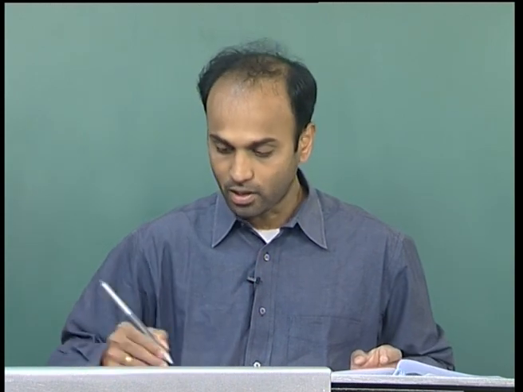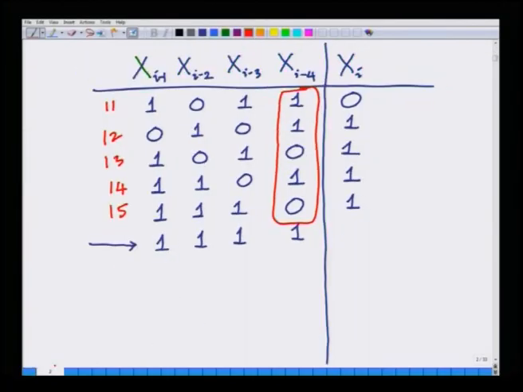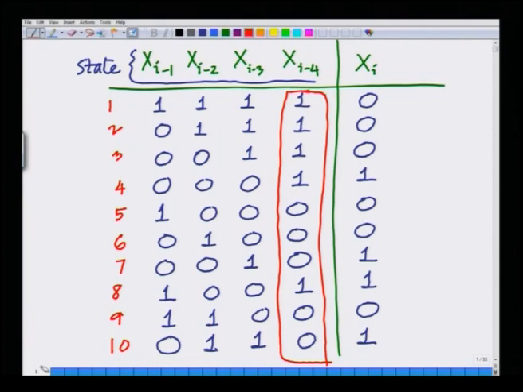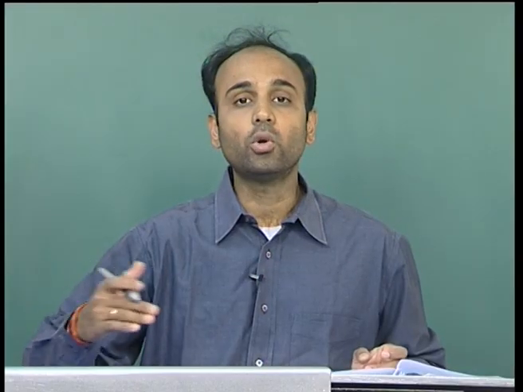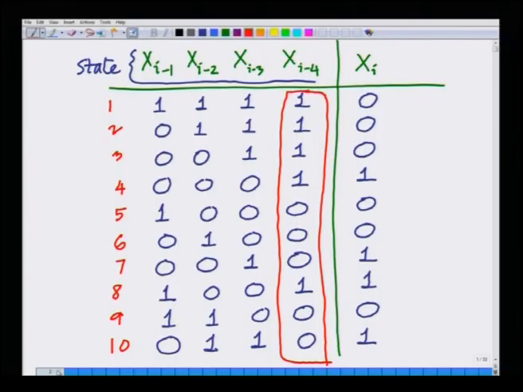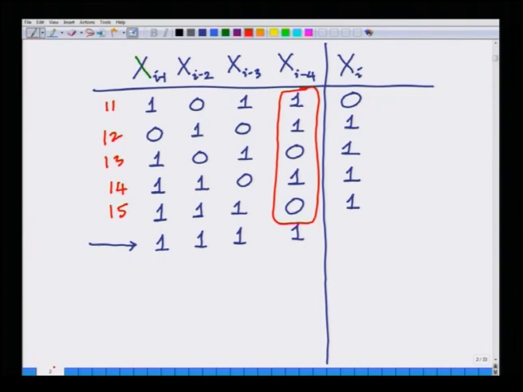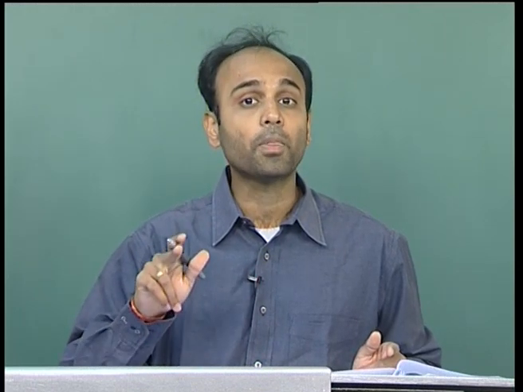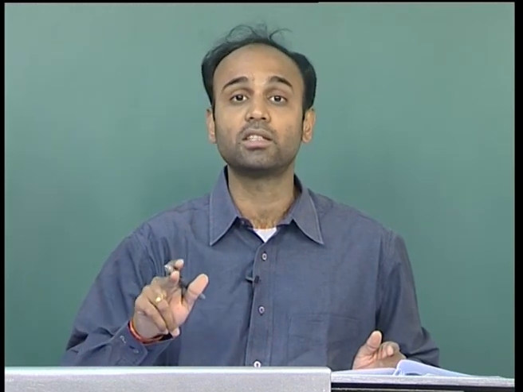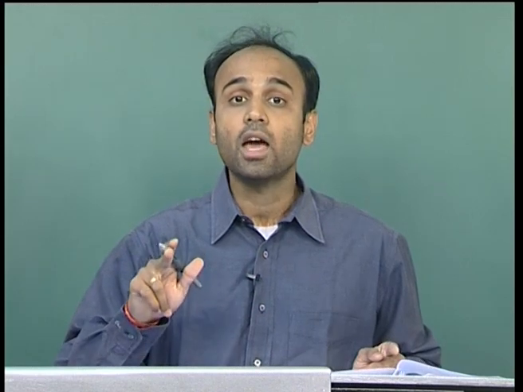Again, look at this, we started with the all one state, and after 15 states we again end up with the all one state. Now remember, the state has 4 different quantities, xi minus 1, xi minus 2, xi minus 3, xi minus 4, and each can take 2 different values, hence the total number of states is 16. The total number of states of this LFSR is 16. However, it only goes through 15 of the 16 states, that is, it does not go through every state. And why is that happening?